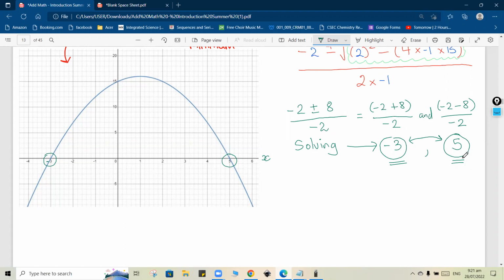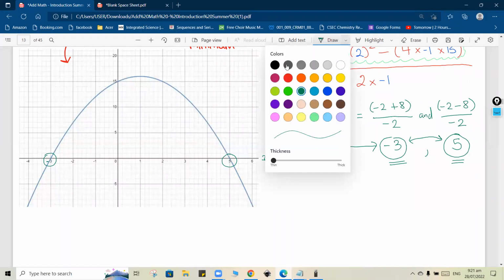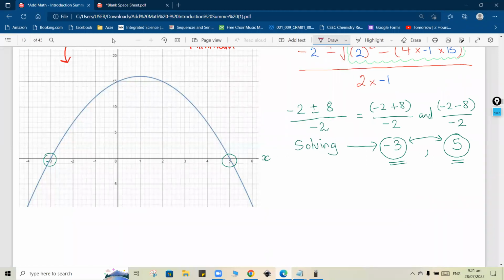But you know what solving really means? Solving a quadratic really means where the graph will cut the x-axis. And that's really important to know. You know why? Sometimes in the exam, the examiner will say solve. So fine, everyone can solve a quadratic.